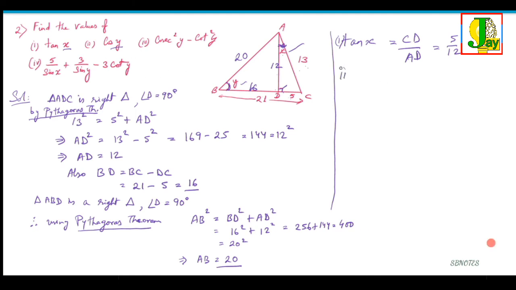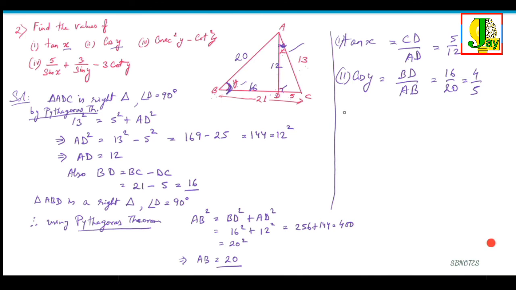Then we have cos y. We have angle y here. Cos is adjacent by hypotenuse. So for angle y we have adjacent as BD and hypotenuse is AB. So BD by AB, and that's 16 by 20. Simplifying it, we get 4 by 5.